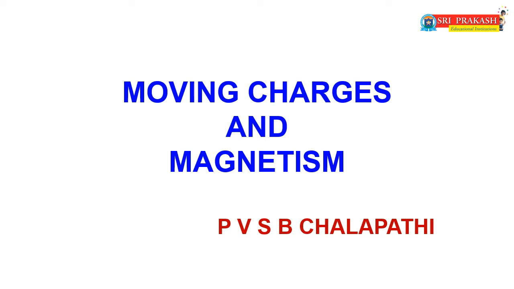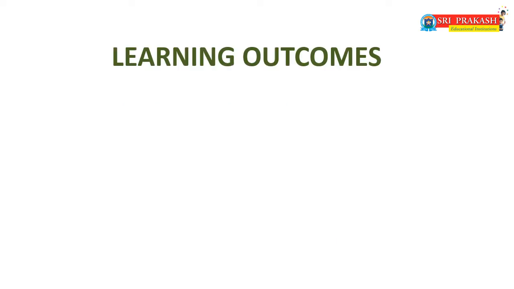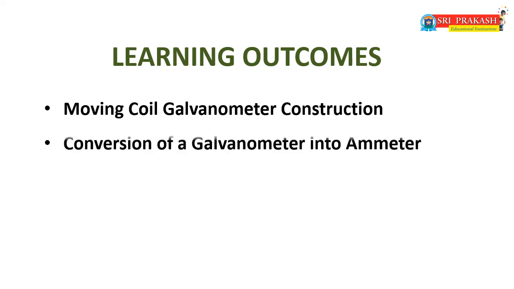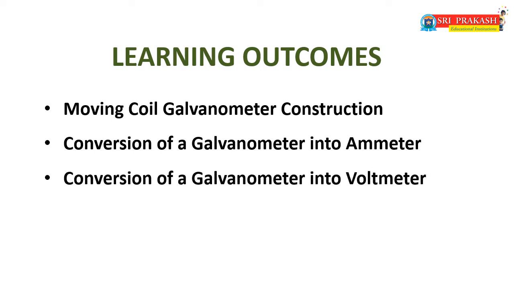The topic in this video belongs to the lesson Moving Charges and Magnetism. The learning outcomes of this video are: moving coil galvanometer construction, conversion of galvanometer into ammeter, and conversion of galvanometer into voltmeter.